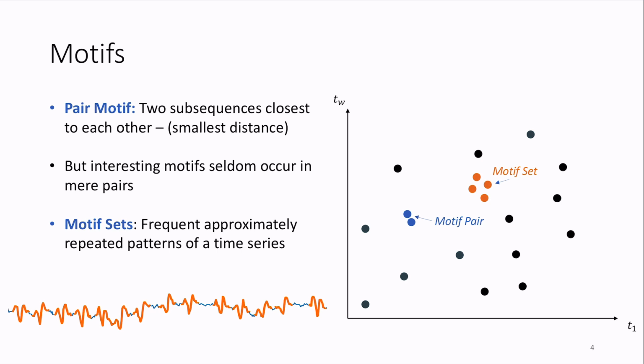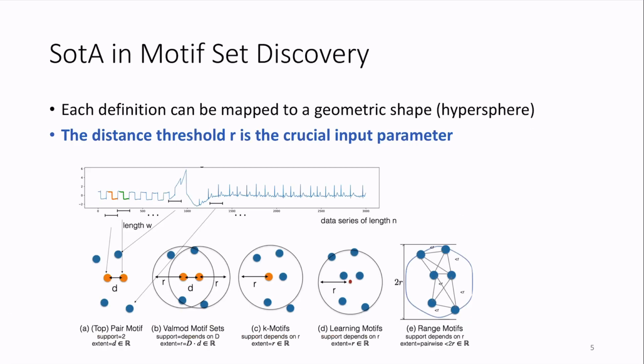But if we look at time series, rarely do interesting motifs occur only in pairs. So we're looking at motif sets, which are frequent, approximately repeated patterns of a time series. Depicted are, for example, some subsequences of a motif of a longer sequence. There are many definitions of motif sets in the literature. Each definition can be mapped to a geometric shape, also called hypersphere. All of these have in common that they use a distance threshold r, which is a crucial input parameter.